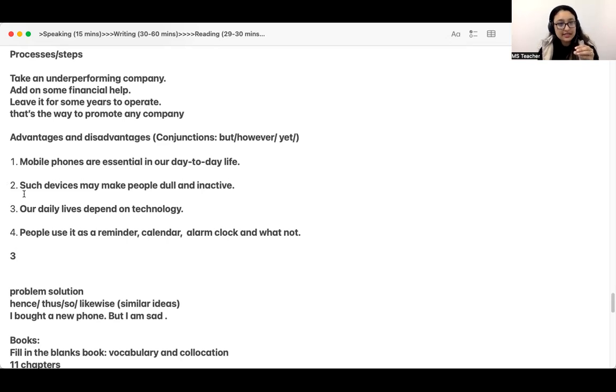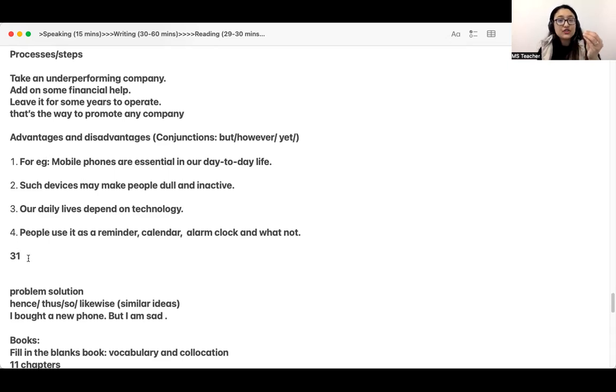Technology is not a device. A device means mobile phones. So first we have to find out a little more general, which is that mobile phones are essential in our day-to-day life. So our lives depend on technology. Obviously, we are missing some links. For example, mobile phones are essential in our day-to-day life.